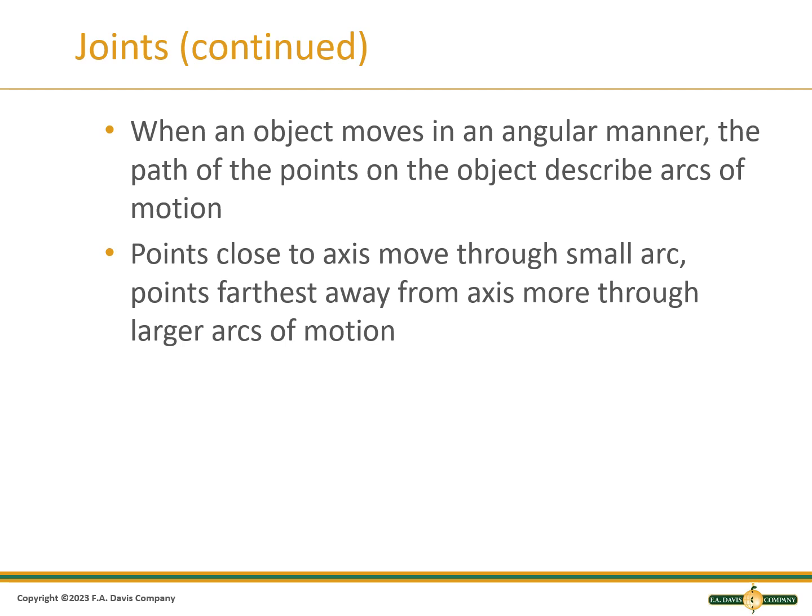And that's how the sternoclavicular joint utilizes small motions to create greater movement of the scapula, which allows for more overhead motion. So points close to the axis move through a small arc, and points farthest away from the axis move through larger arcs of motion.